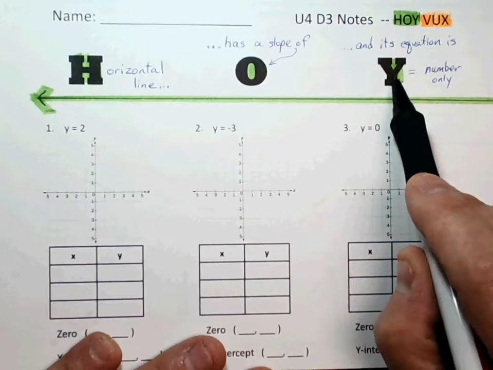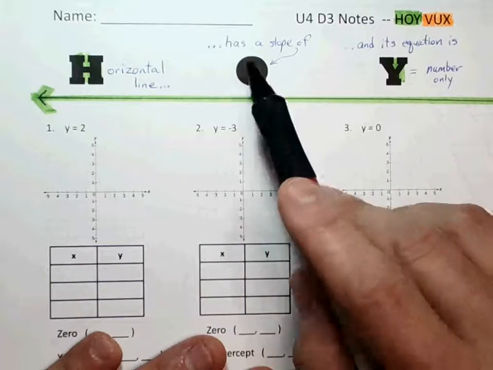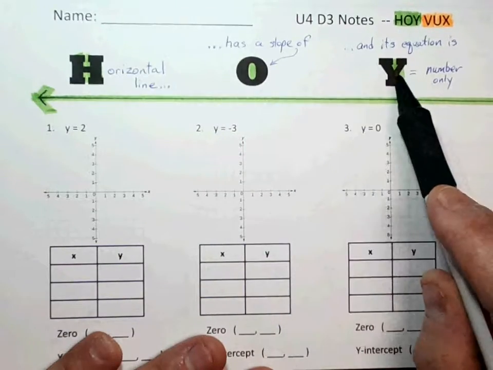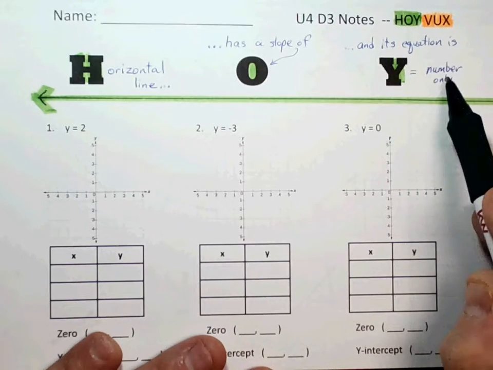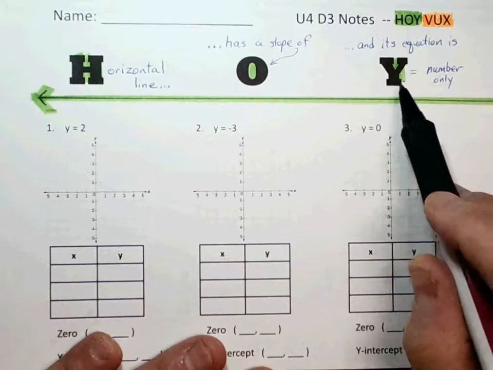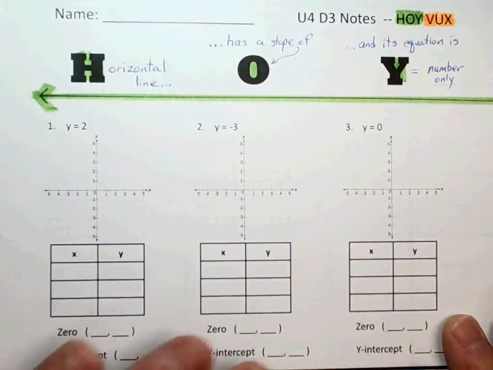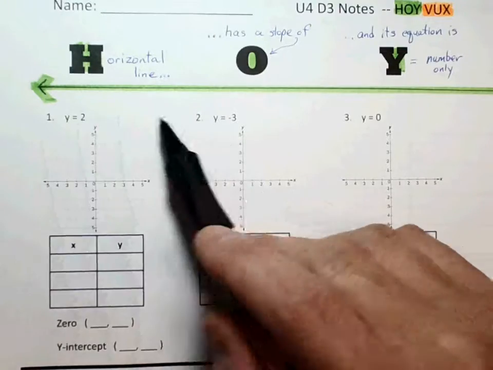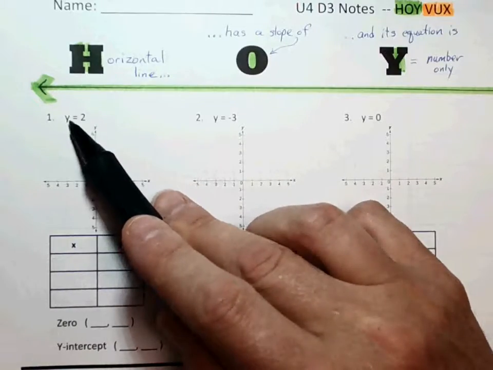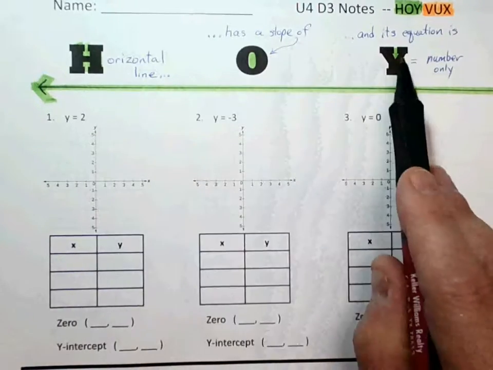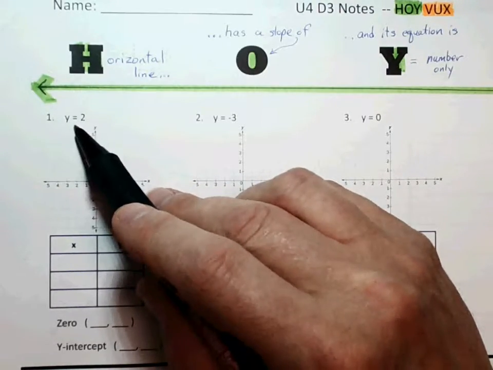And then the Y is going to tell me how to construct the equation. So the equation of a horizontal line that has a slope of 0 starts with the letter Y, and then it's just going to equal a number. You're not going to have an X in the equation. Y stands alone, and this is going to be a number. So let's take a look at these guys right here. I look at this equation. I notice it only has a Y. There is no X. So automatically I go, hey, that's the Y in HOY. So that means that I'm going to have a horizontal line.